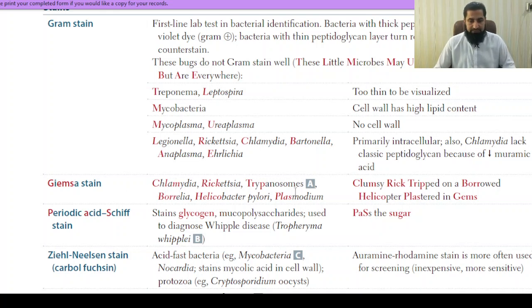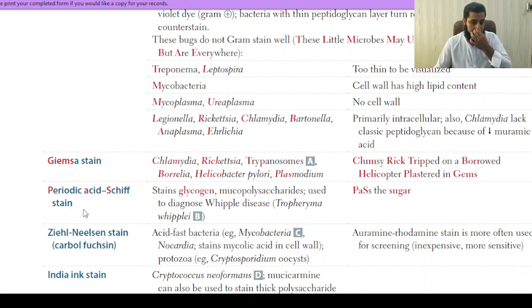So Chlamydia is clumsy, Rickettsia is ricky, Treponema is tripeds, Borrelia is borrowed, Helicobacter is helicopter, and Plasmodium is plastered. So clumsy, ricky, tripeds, borrowed, helicopter, plastered, and Giemsa.